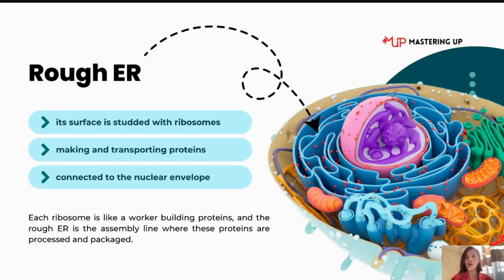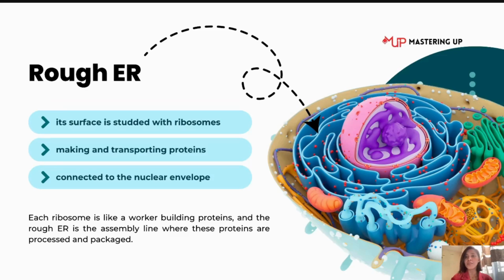The rough ER also plays a role in modifying and transporting these proteins. Once the proteins are made, they need to be folded into the right shape and packaged for delivery to where they're needed, in the cell or outside of it.